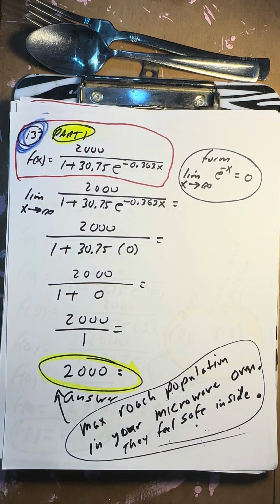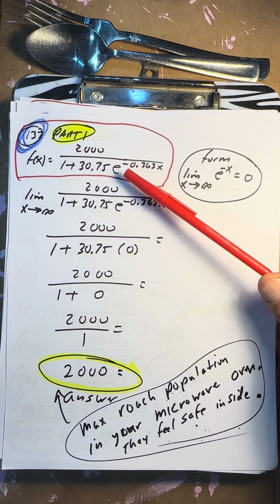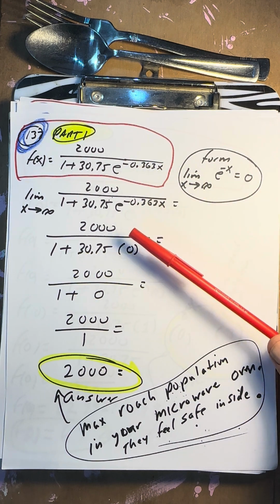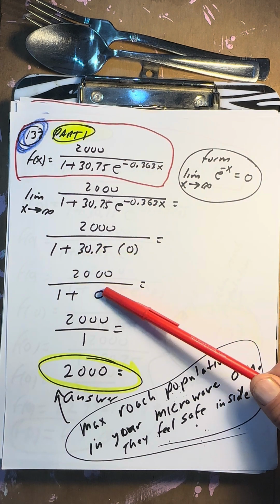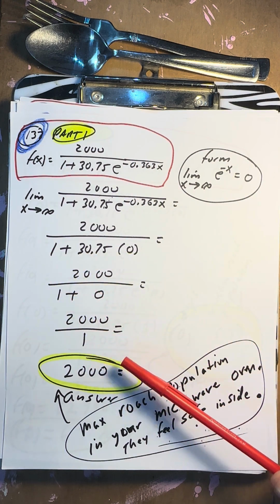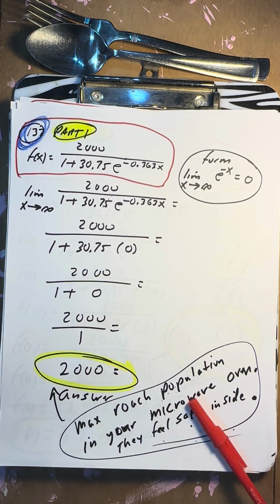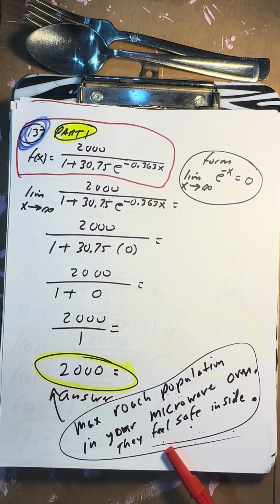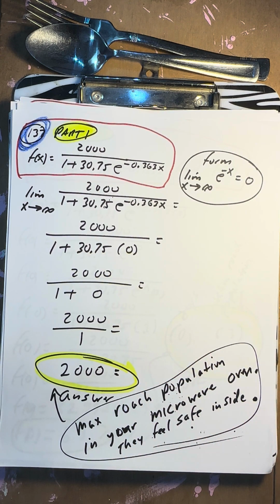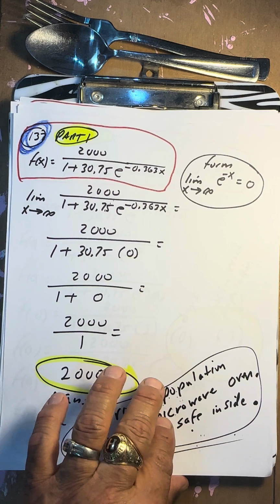This one, how do you solve this? What does it say? You know that as x goes to infinity, e to the negative x goes to 0. So e to the negative something, it doesn't matter what it is, this right here is going to go to 0. 0 times that is 0. 1 plus that, so 2,000 divided by 1 is going to be 2,000. So the maximum roach population in your microwave oven, where they feel safe, is going to be 2,000. That's the max. There's not going to be more than that because that's all the room and food there is in there.